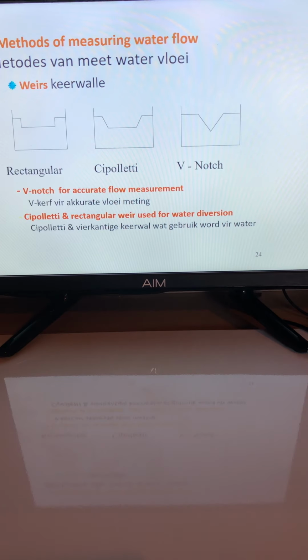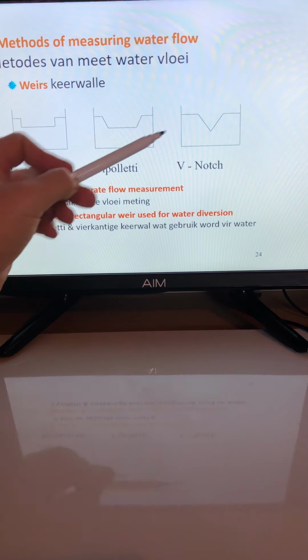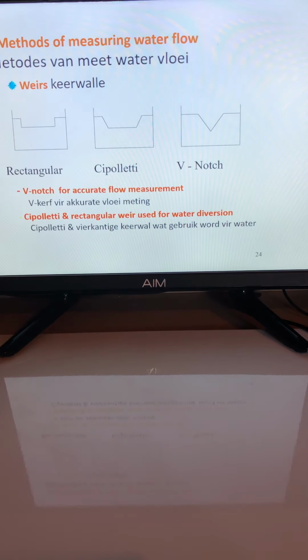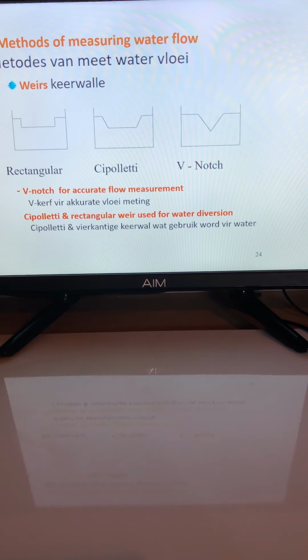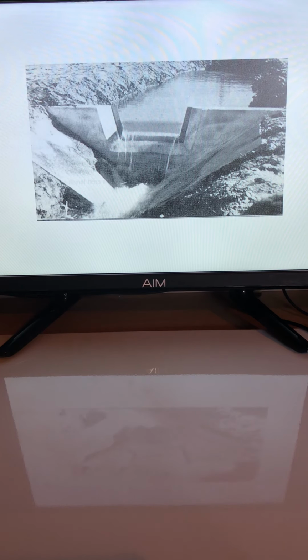We've got three different types. You've got your rectangular, which is this one, the Cipolletti, and then the V-notch. The V-notch is used when you want to accurately determine the flow rate, and these two are used for water diversion. Let me sketch a side view of how it looks and give you this picture again.